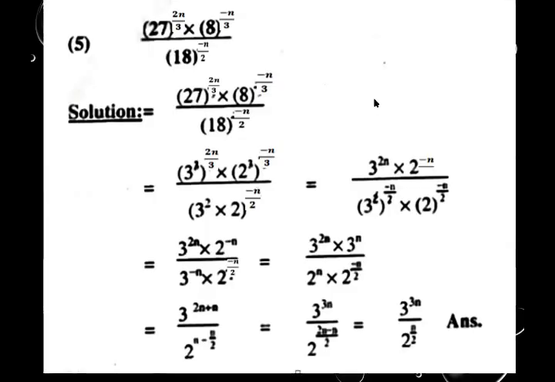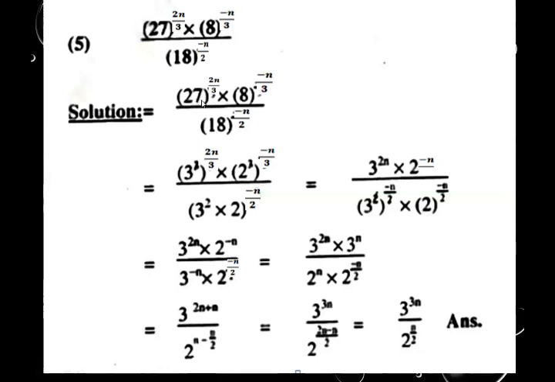Question number 5 is 27 to the power 2n over 3 multiplied by 8 to the power minus n over 3, upon 18 to the power minus n over 2. This time you can see the exponents are not only in the form of fractions, the variable is also involved, and may be any natural number. So again we will use the method of factorization for the reduction of the rational exponents.